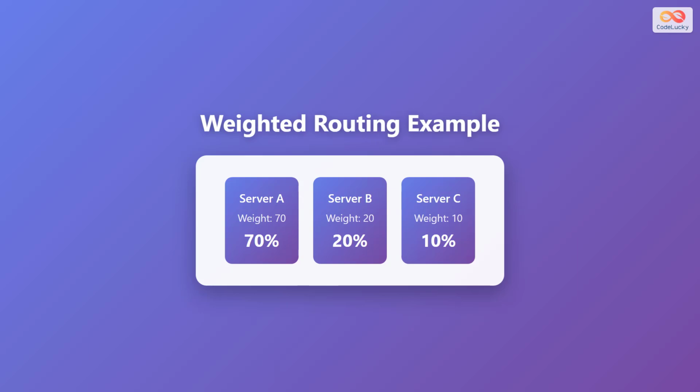Here's a practical example of weighted routing in action. Imagine you have 3 servers, server A with a weight of 70, server B with a weight of 20, and server C with a weight of 10. The total weight is 100. Server A receives 70% of all incoming traffic because its weight represents 70 out of 100. Server B gets 20%, and server C receives the remaining 10%. This setup is commonly used when you want to gradually roll out a new version of your application. You might start by sending only 10% of traffic to the new version, monitor its performance, and then gradually increase the weight as you gain confidence.